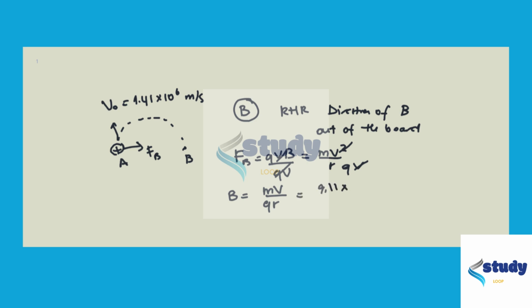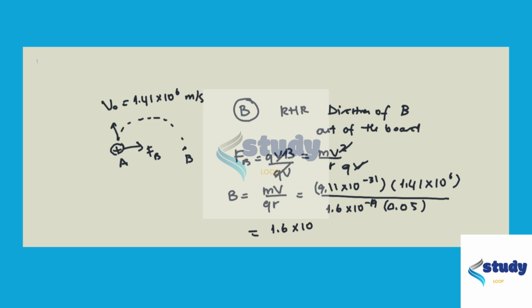By plugging in numbers, the mass for a proton is 9.11 times 10 to the power of negative 31. The velocity is 1.41 times 10 to the power of 6, over the charge, which is 1.6 times 10 to the power of negative 19, times the radius, which is also given to us. The diameter is given. We're going to take the half and then convert the centimeters into meters, so we're going to have 0.05 meters. If you do the calculation, we're going to have 1.6 times 10 to the power of negative 4 Tesla for the magnitude of the magnetic field, and also the direction is out of the board.